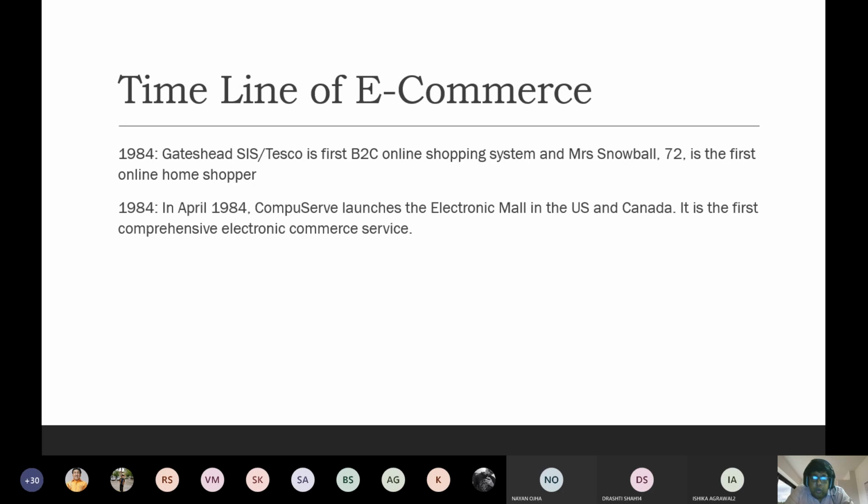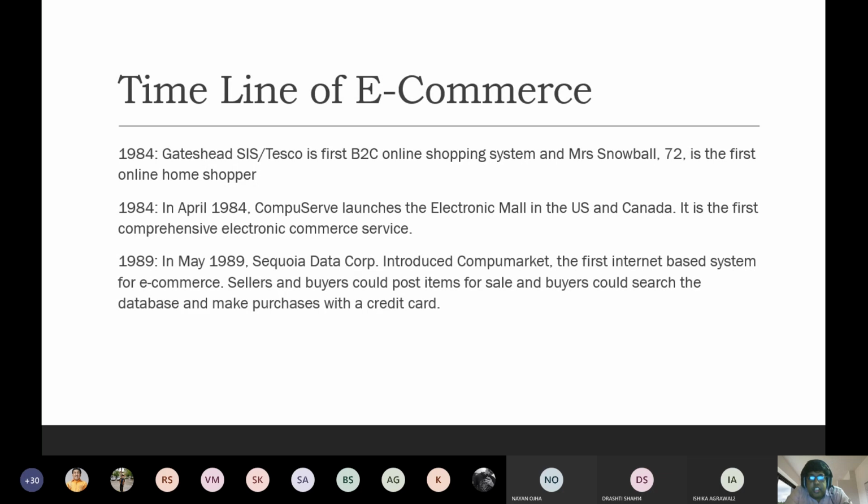In April 1984, CompuServe launched the Electronic Mall in the US and Canada. It was the first comprehensive electronic commerce service. This is where CompuServe went ahead with setting up an electronic mall system where there was basically no website as such, but people could still go ahead and purchase electronically.